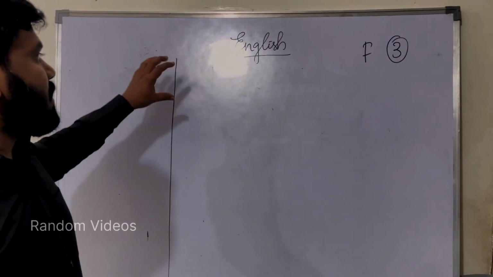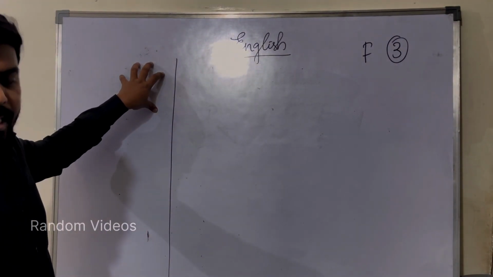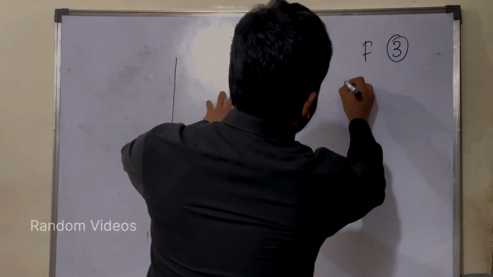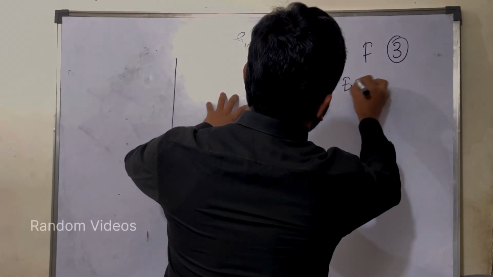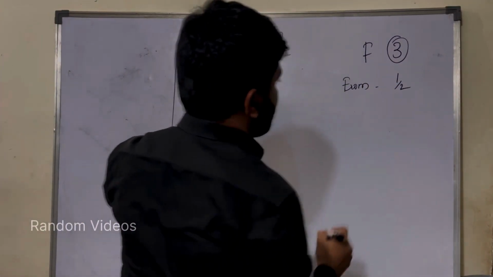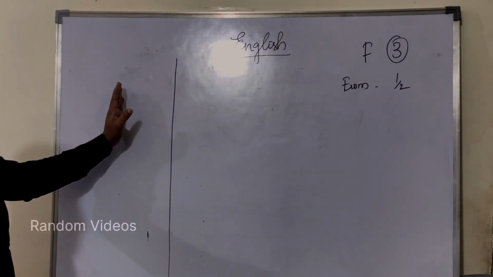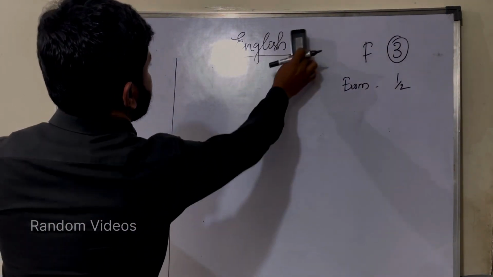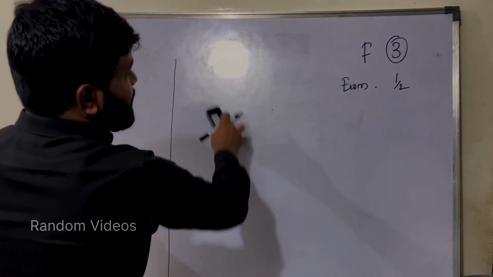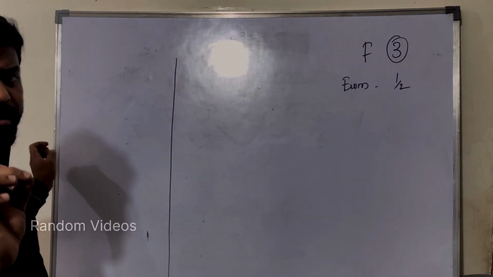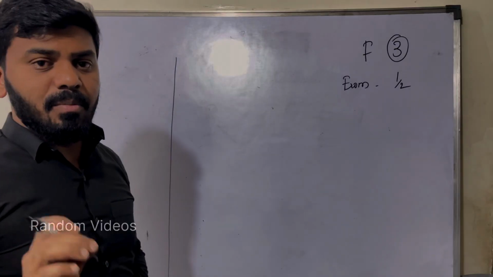Let us first take up the sender's address, the from address. The from address carries half a mark. So how do you write a proper from address? I always advise my students to write the house name, the name of the house.